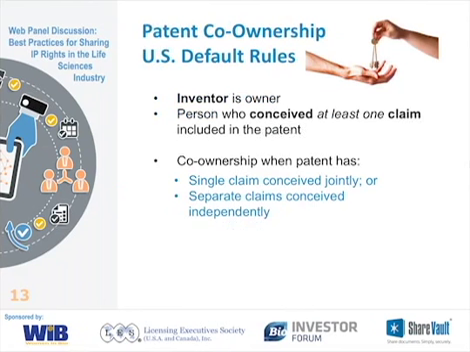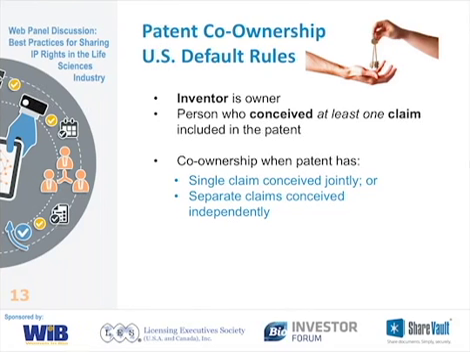In joint ownership, we want to look at what rights an owner has, what are the rules that apply. And to do that in the United States, for United States patents, ownership starts with the inventor. So under the law, it is the inventor who has ownership in the first place.